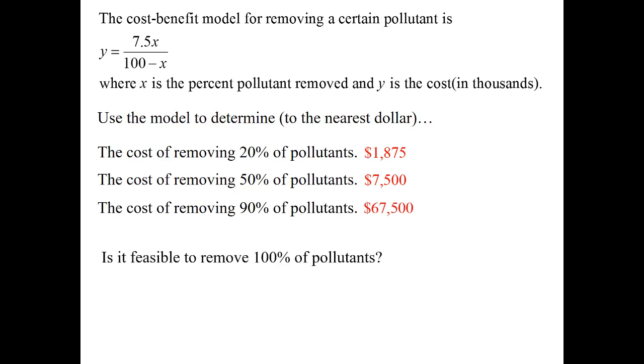Now, is it feasible to remove 100% of the pollutants? Can we plug a 100 in place of the x? Well, 100 minus 100 on the bottom would give 0. And for rational functions, one of the basic premises is you cannot have 0 on the bottom. So no, it is not possible.